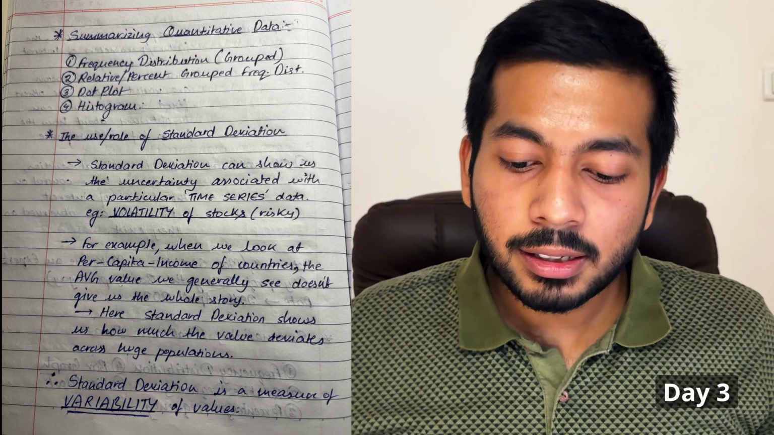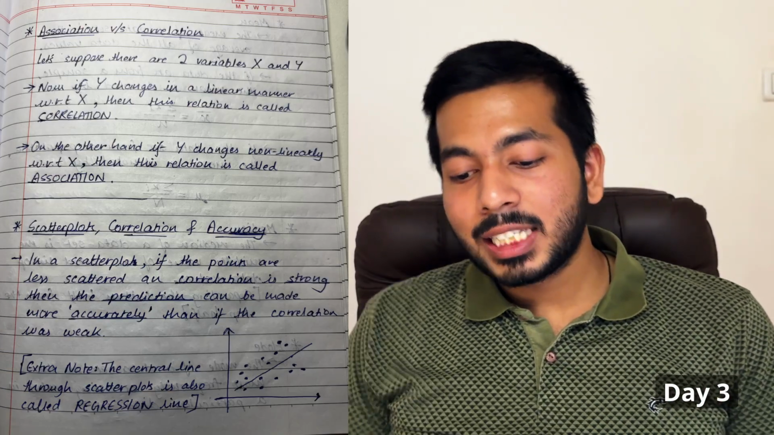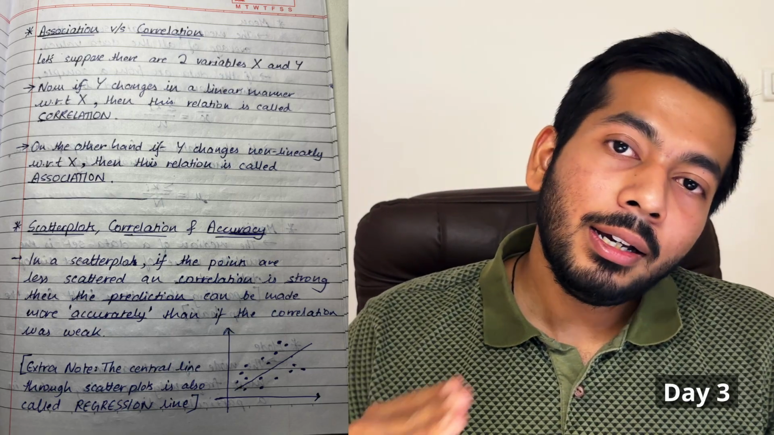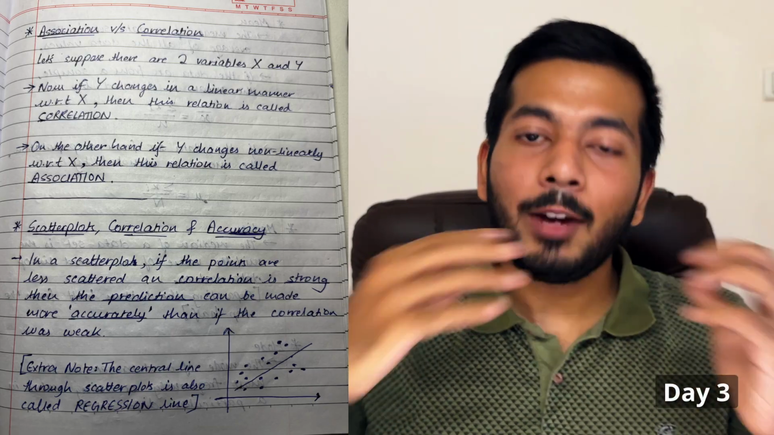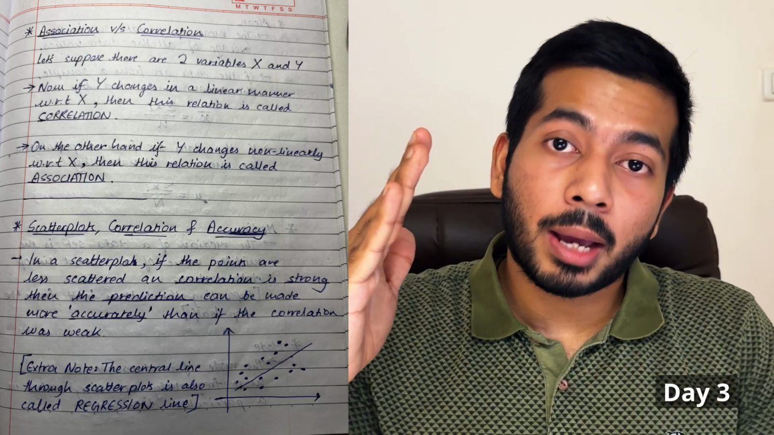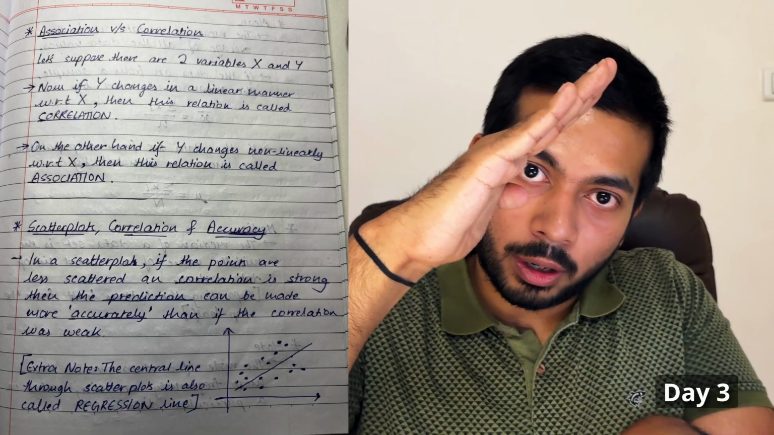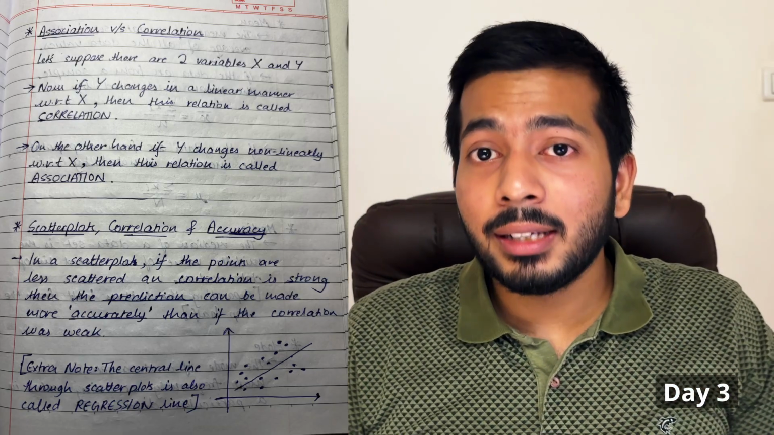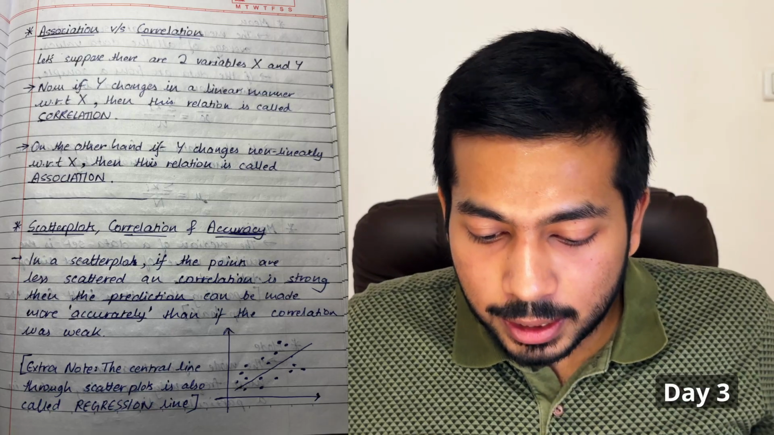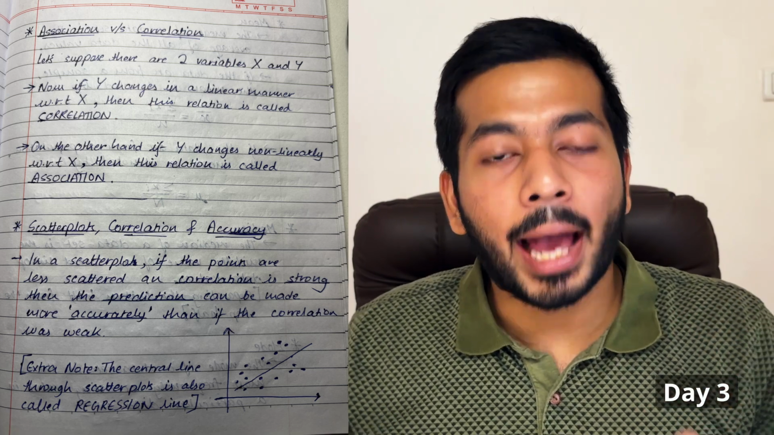Makes sense. The next thing that we are going to learn is association versus correlation. Now, what is this? Let's suppose there are two variables, X and Y. If Y changes in a linear manner along with X, then we can call it a correlation. However, if Y changes in a non-linear manner with X, so for example, X goes up, but Y goes up and down as X goes up, that would mean that it's an association, but it's not a correlation.